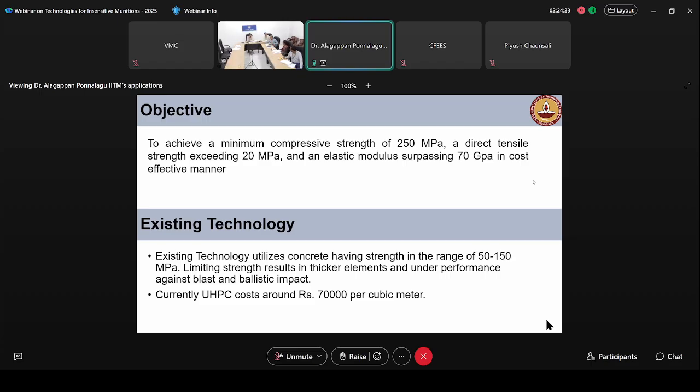That is also one of the most important things which we need to consider, because you can see in the existing technology, the UHPC costs around 70,000 rupees per cubic meter. So even though it resides in thinner sections, the overall cost will be higher if you go with what is commercially available. So what we are trying to propose is a cost effective way, at the same time achieving the strength of 250. The main target is going to be 250, and we will see how we can address the cost perspective also.